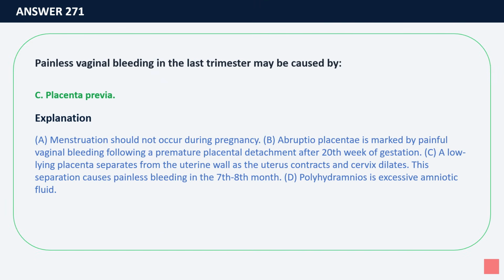Answer: C. Placenta previa. Explanation: A. Menstruation should not occur during pregnancy. B. Abruptio placentae is marked by painful vaginal bleeding following a premature placental detachment after the 20th week of gestation. C. A low-lying placenta separates from the uterine wall as the uterus contracts and the cervix dilates. This separation causes painless bleeding in the 7th to 8th month. D. Polyhydramnios is excessive amniotic fluid.